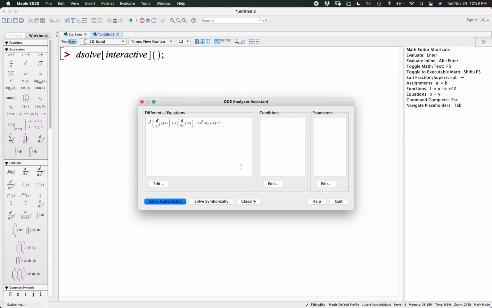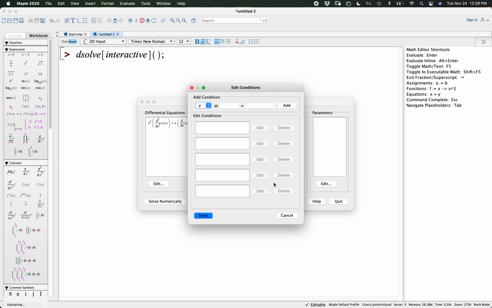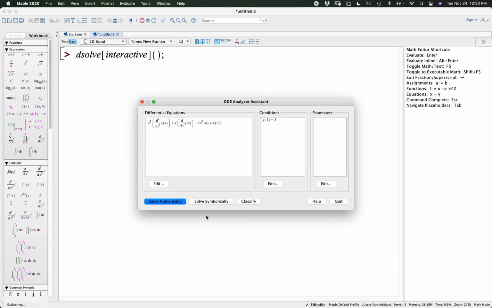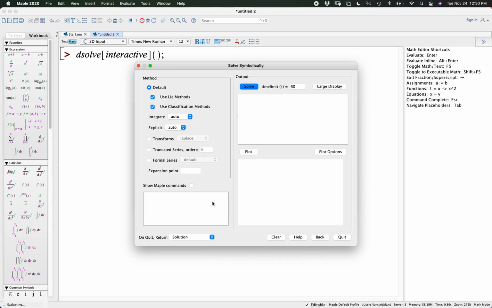Or say I have an initial condition. I think this one is going to work out. Okay, let's say you have an initial condition, say y(0.1) is equal to 0.5. Now add this in, done, and I can solve symbolically. So just for the initial condition, I have y at 1/10 equal to 0.5. Solve symbolically.